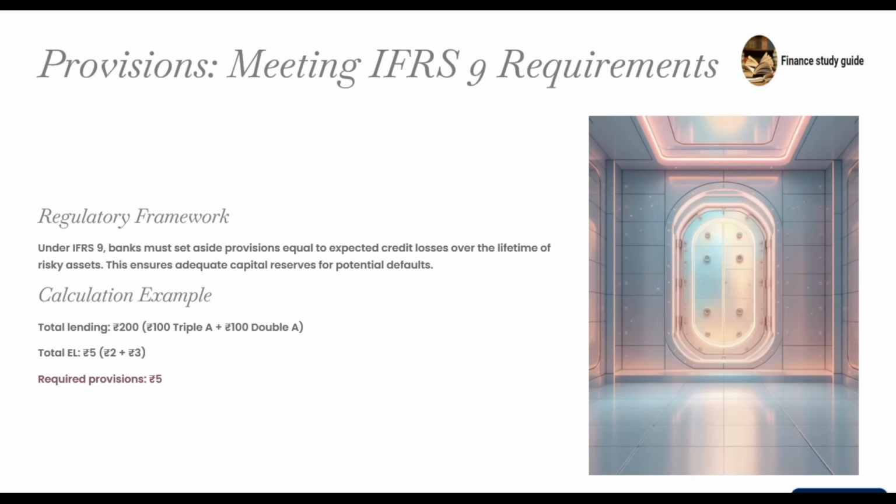Benefit number 2 is provisions under IFRS 9. Banks set aside provisions equal to expected credit losses, up to lifetime EL, for risky assets. Let's extend the above example a bit more. In the above example, the bank has a total lending business of 200 rupees across triple A and double A customers and a total EL of 5 rupees. So the bank will have to set aside 5 rupees as provisions from its own money, which could be its past profits as in retained earnings or other forms of capital like shareholder equity, etc.